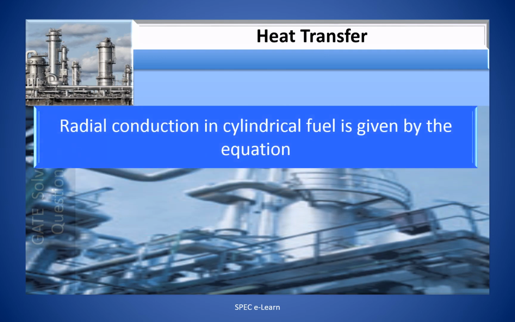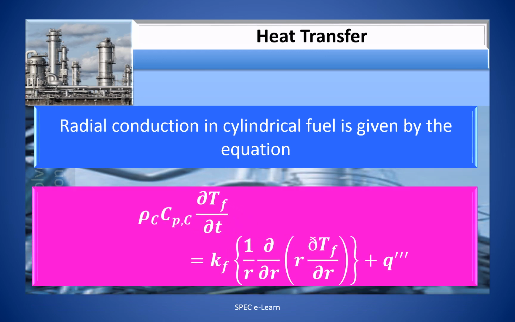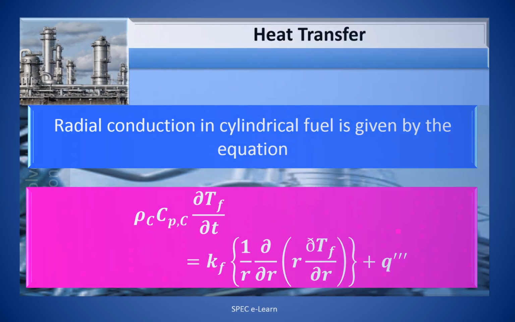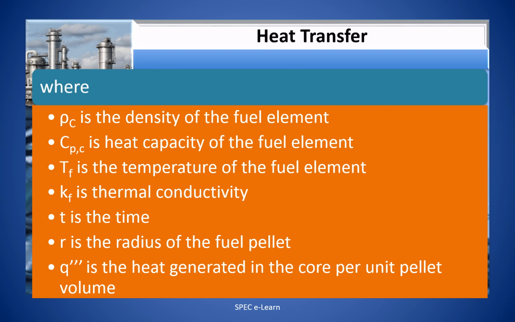Radial conduction in a cylindrical fuel is given by the equation rho c times Cpc times ∂T/∂t equals Kf times 1/r ∂/∂r of (r times ∂Tf/∂r) plus Q triple dash, where rho c is the density of the fuel element, Cpc is the heat capacity of the fuel element, Tf is the temperature of the fuel element, Kf is the thermal conductivity of the fuel, t is the time, r is the radius of the fuel pellet. Q triple dash is the heat generated in the core per unit pellet volume.